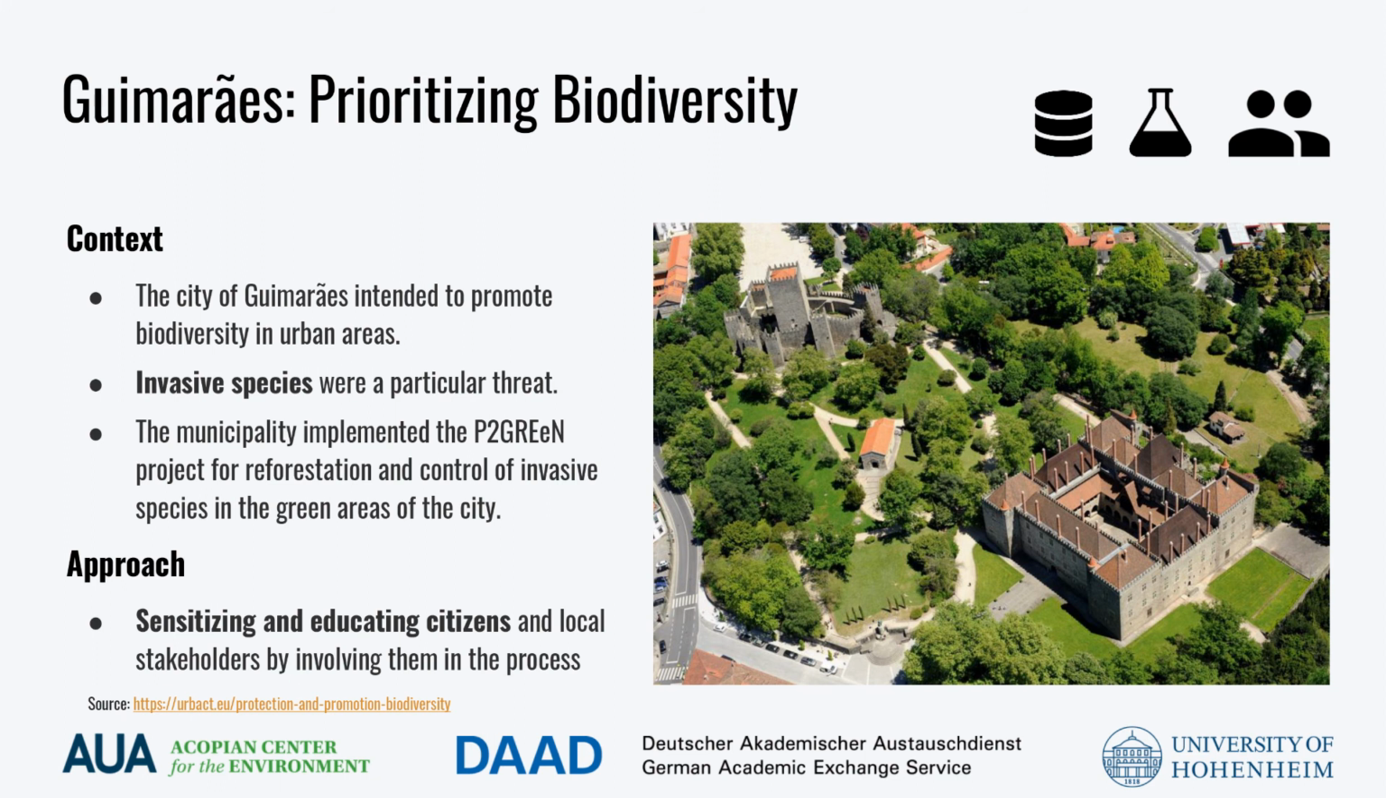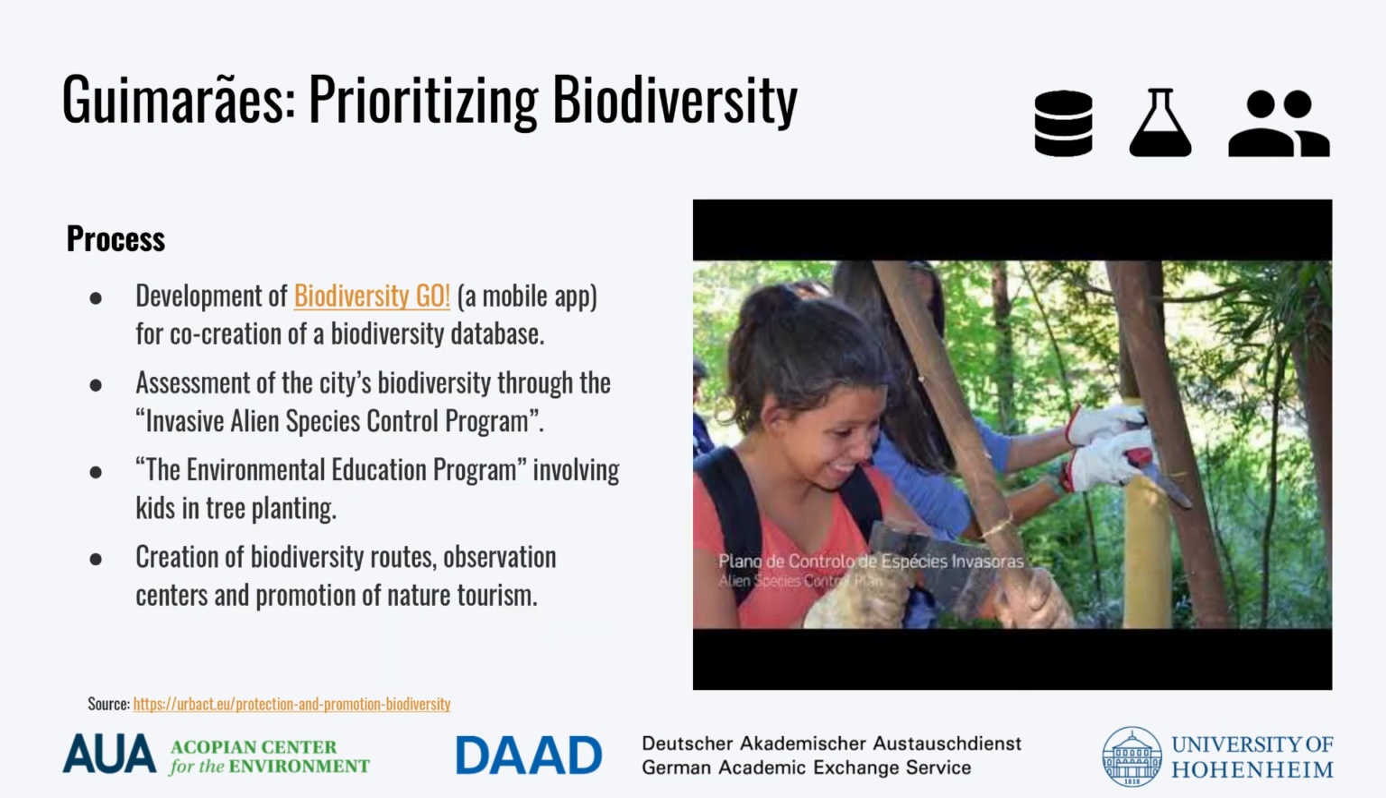In the project, the city planners decided to adopt a participatory approach to sensitize and educate citizens and local stakeholders by involving them in the process. The municipality believed that the bottom-up approach would result in a more sustainable and long-term impact. The P2 Green project consisted of two main stages. Each stage included different but integrated programs and activities.